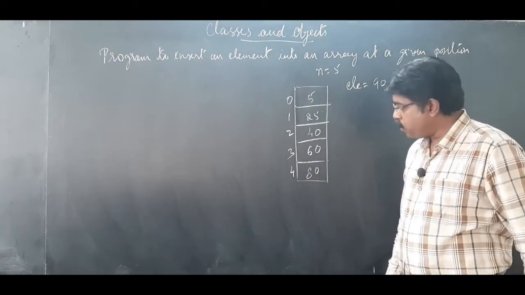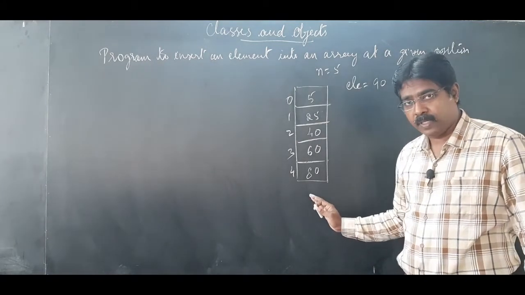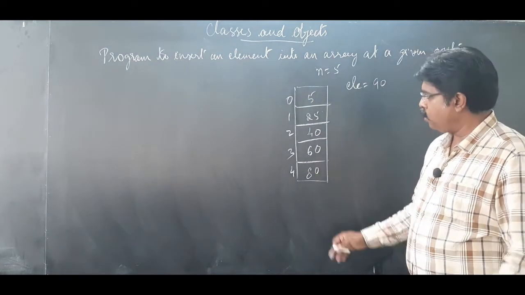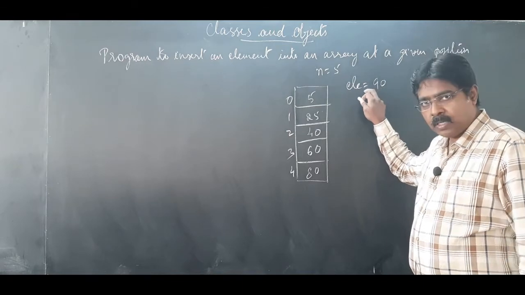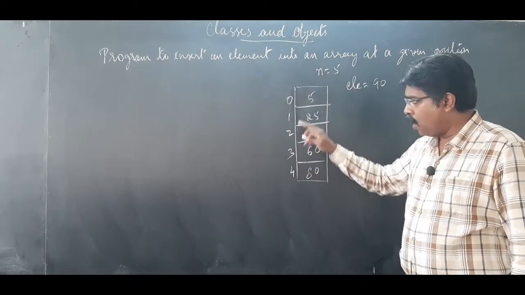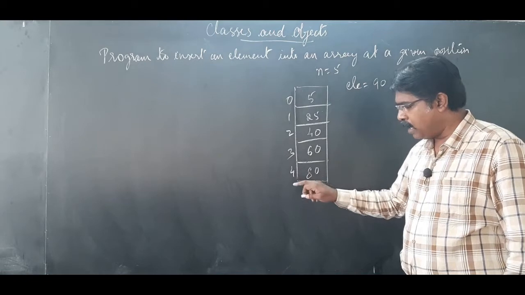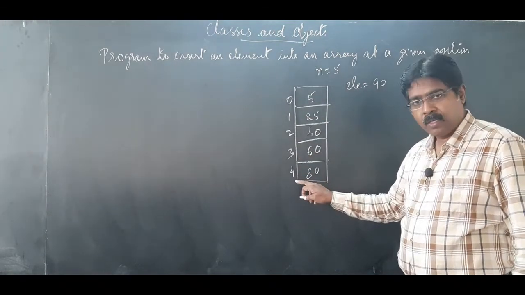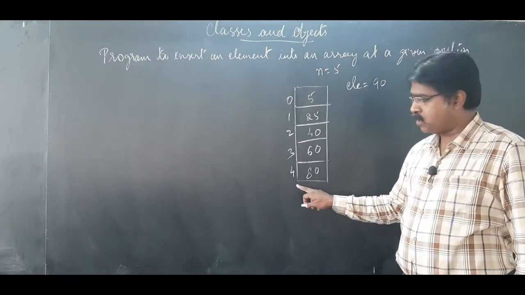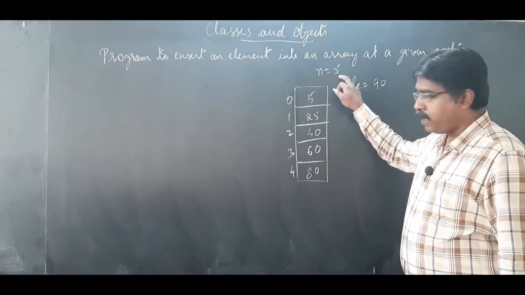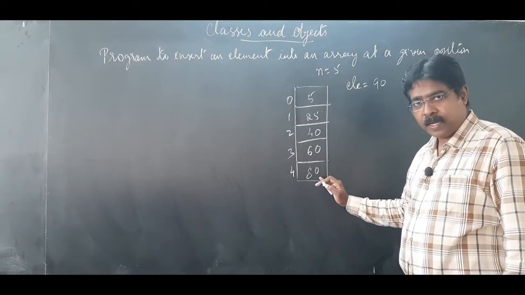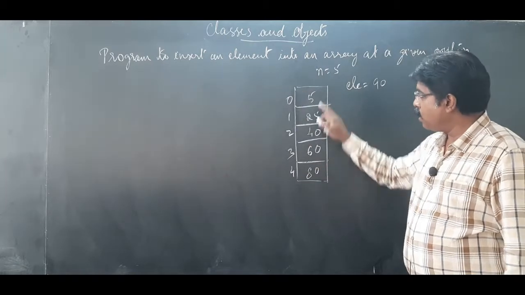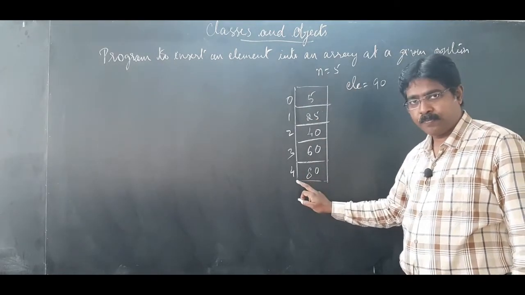So here the positions are according to the size of the array, from 0 to 4. Either the position to insert this element may be 0 or 1 or 2 or 3 or 4. But the position should not exceed the last index, that is 4. N's value is 5. The number of elements is 5 here. Indexing begins with 0 and ends with n minus 1, that is 4.